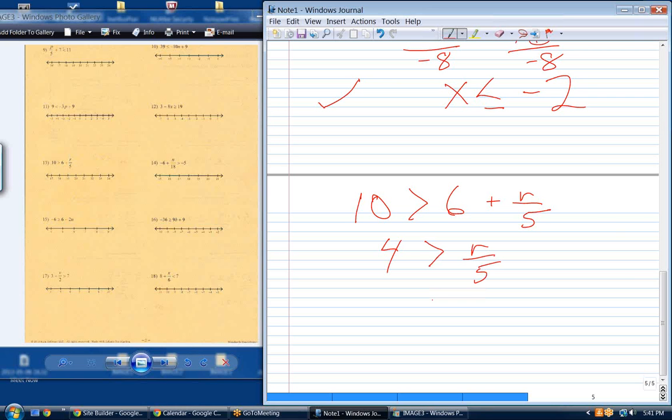And then it would be 20. So it'd be 20 is greater than and equal to r. And then the last line. Okay. And then it'd be r is greater than 20. Okay, remember this always has to point towards the r. Oh, okay, yeah. So r is less than 20, my bad.